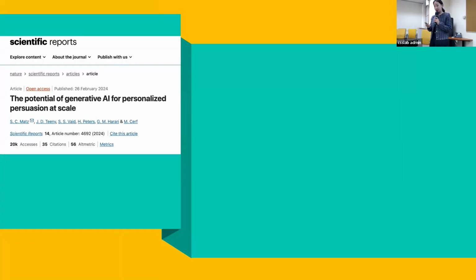So I'll go through a few example research in this arena, just to show a broad space of how we could approach this issue of understanding and leveraging large language models for persuasion research. Here is one paper published in February 2024, almost a year ago. This paper is titled "The Potential of Generative AI for Personalized Persuasion at Scale."